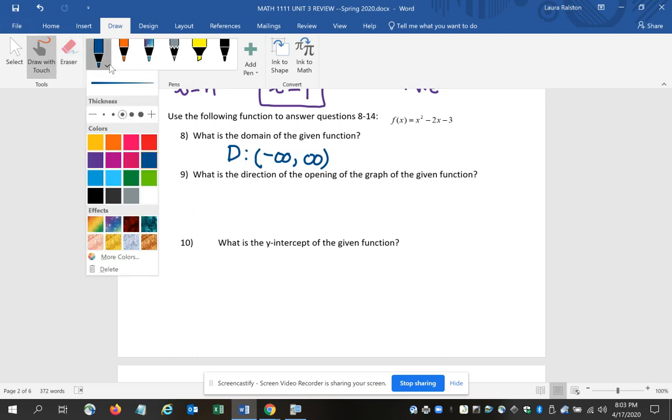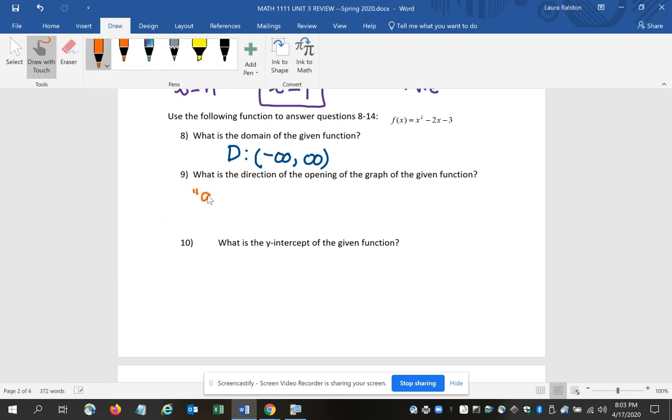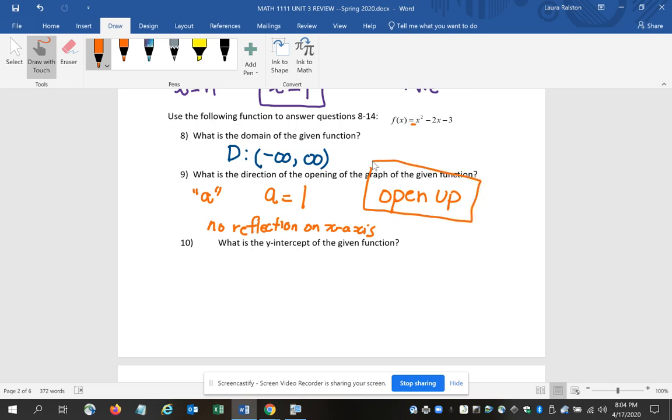The direction of the opening, remember, is determined by A. A is the number in front of the squared term, and for this problem, it is a positive 1. Since it's positive, that means there's no reflection on the x-axis, which means that the parabola is going to open up. So my parabola opens up. Visually, it would have that U shape.